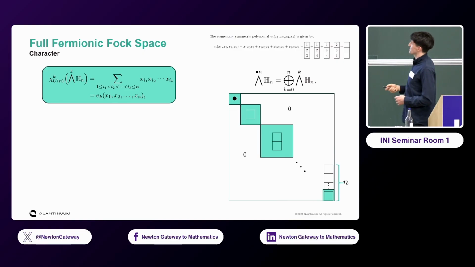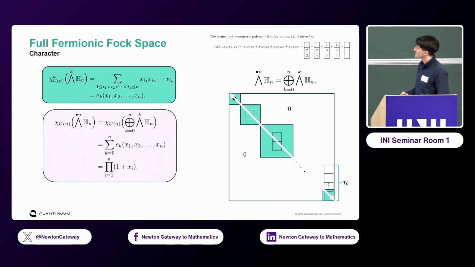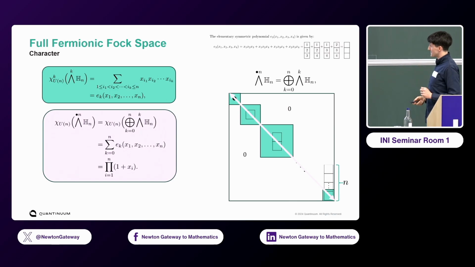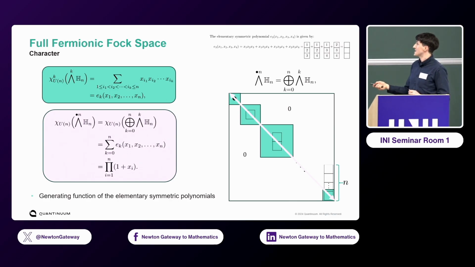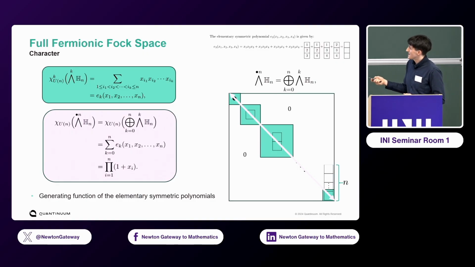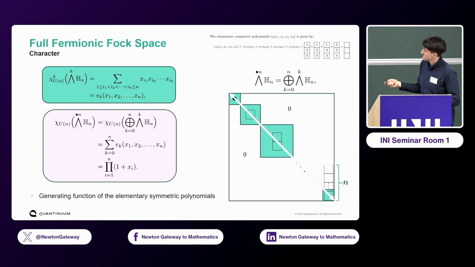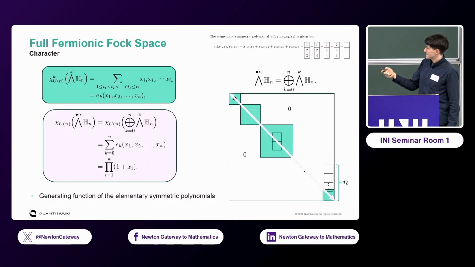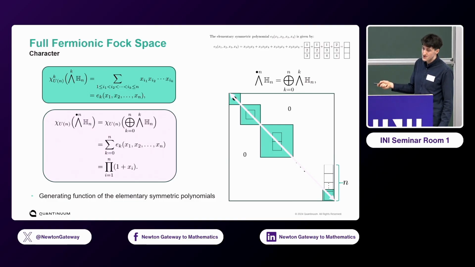Now, if we sum over the full trace of the full fermionic Fock space, we get the character of the full fermionic Fock space. So we have a sum over the elementary symmetric polynomials, and this becomes an extremely powerful identity from symmetric polynomial theory called the generating function of the elementary symmetric polynomials. This is a tool that we'll now use to decompose this Fock space under the spin.